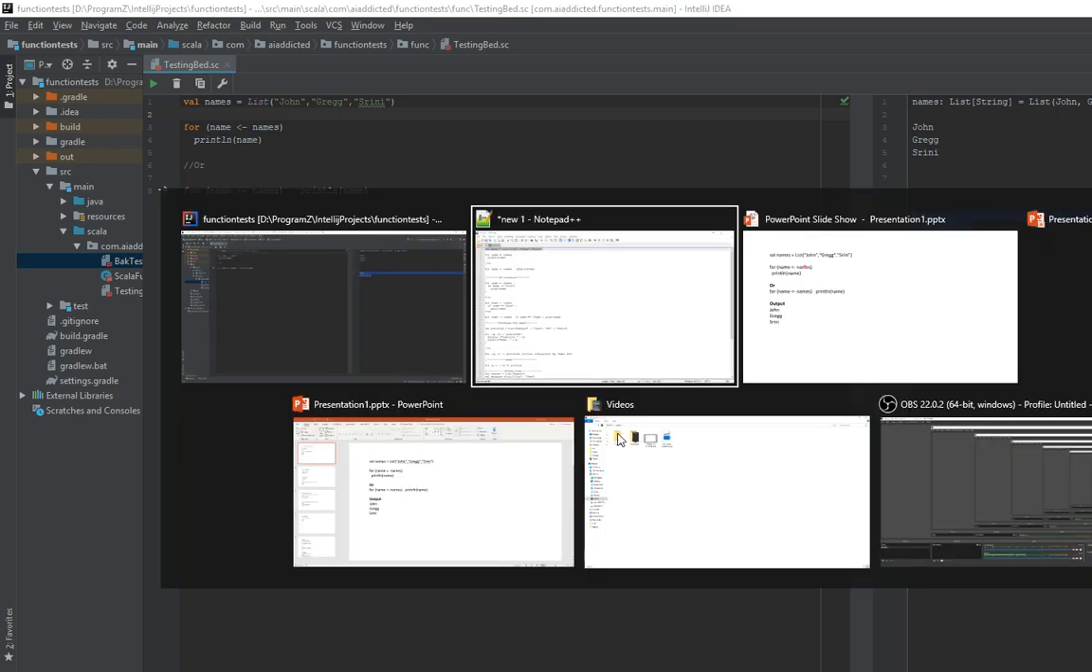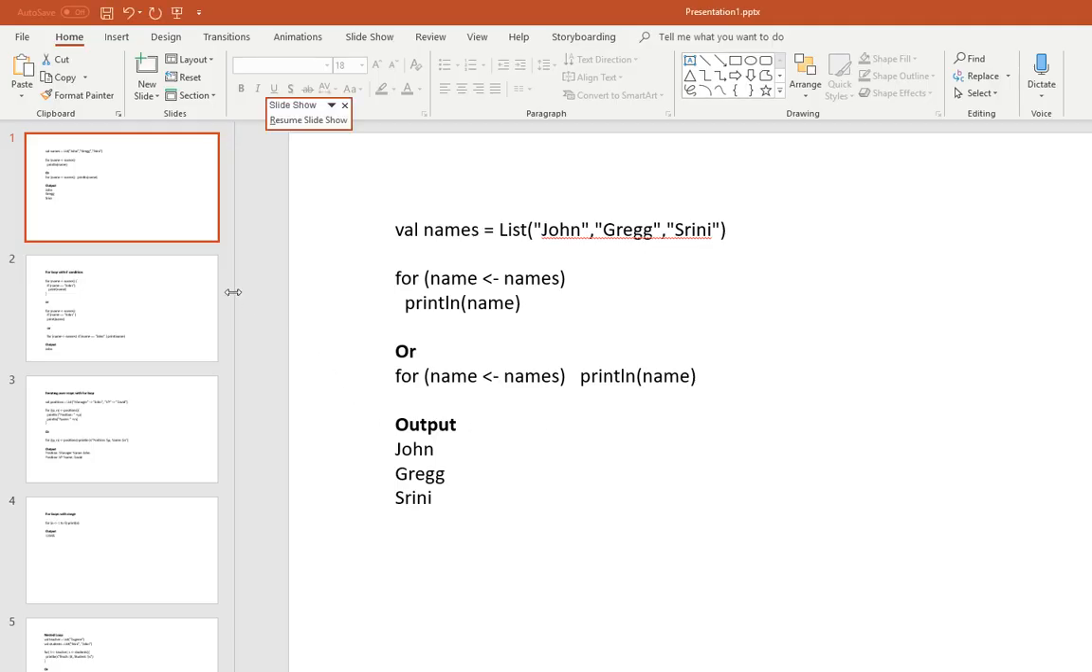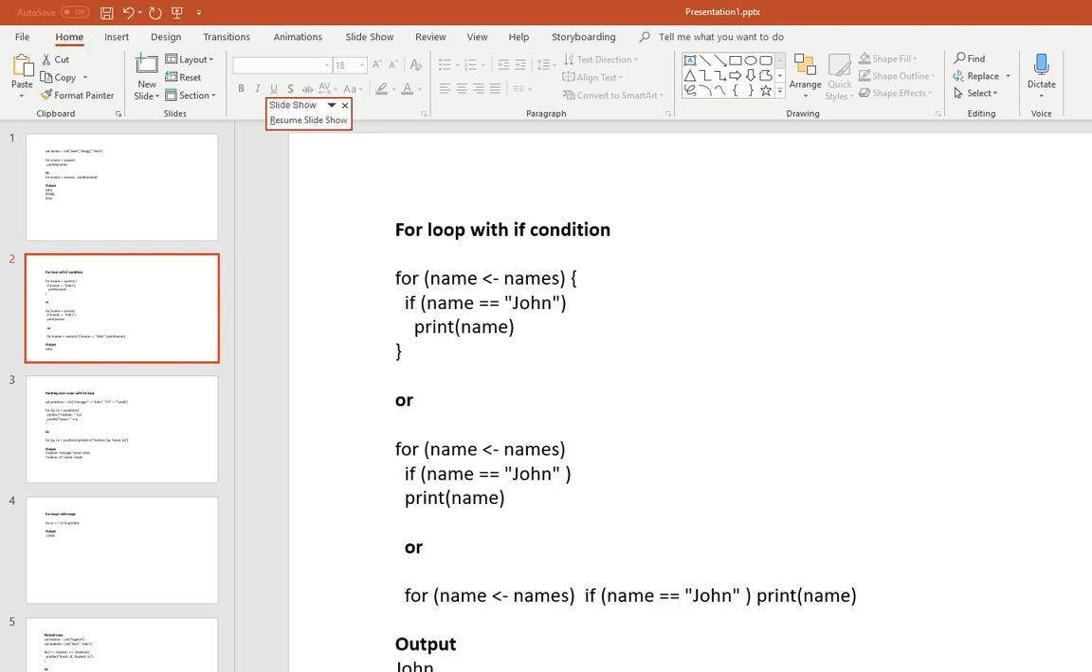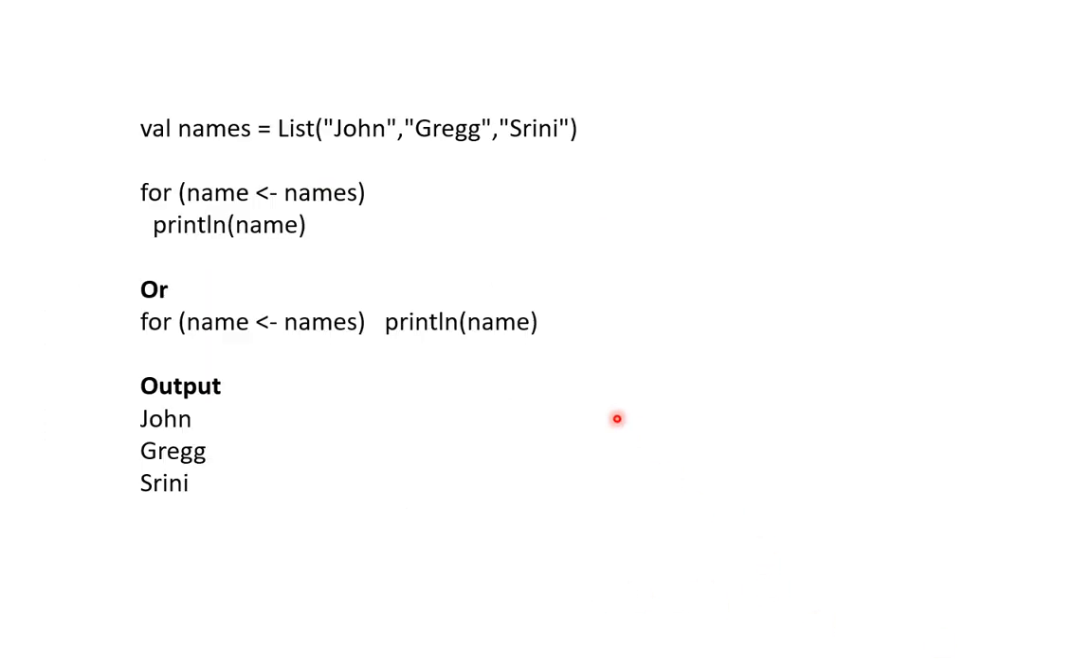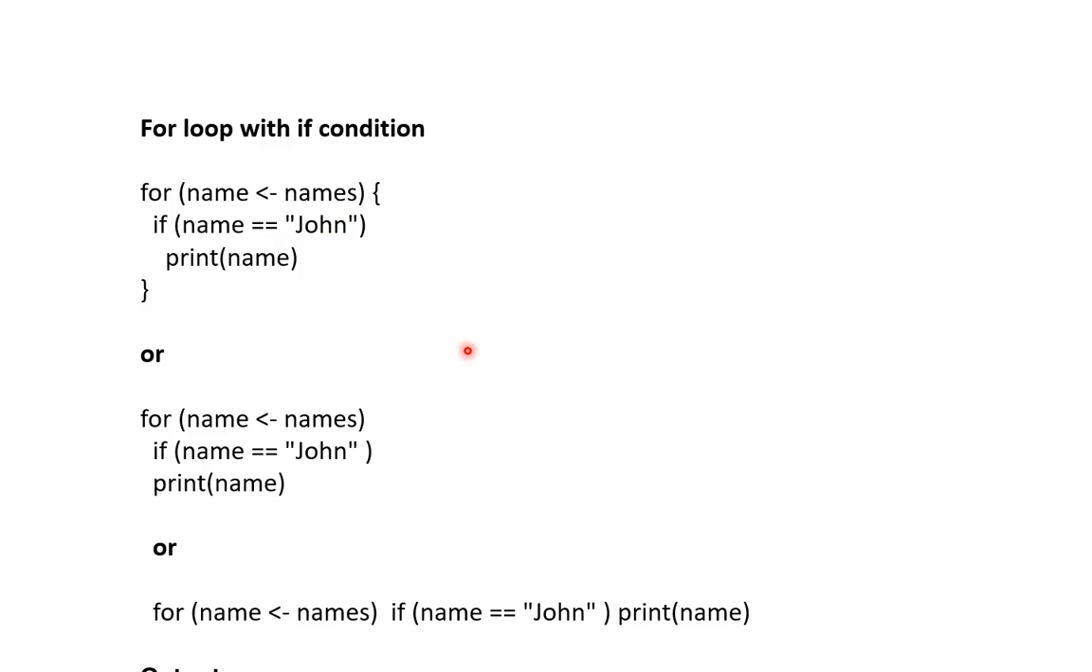Okay, so the next one is for loops with the if condition. So this is exactly the same list like before, but we're adding an if condition. So basically we're saying, hey, print the name only if the name is equal to John. Here I listed three different ways of doing this. I'll run all those three and show you how they work.